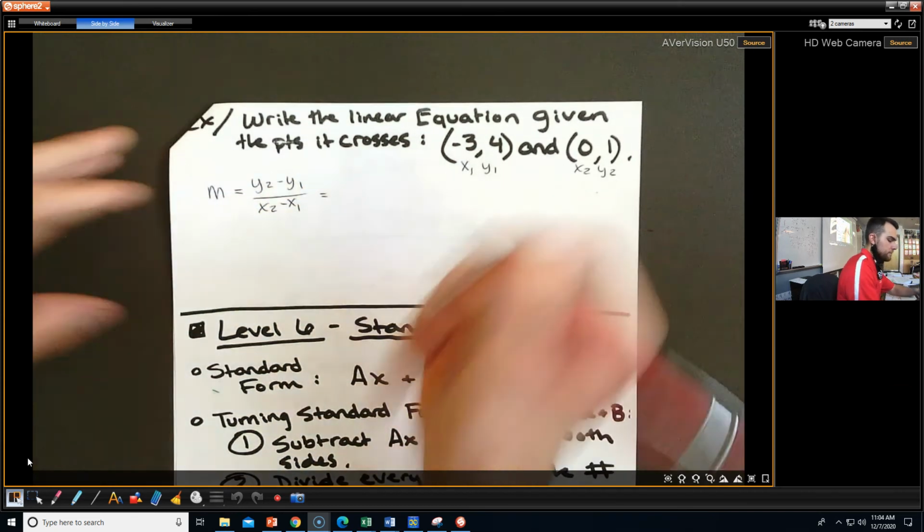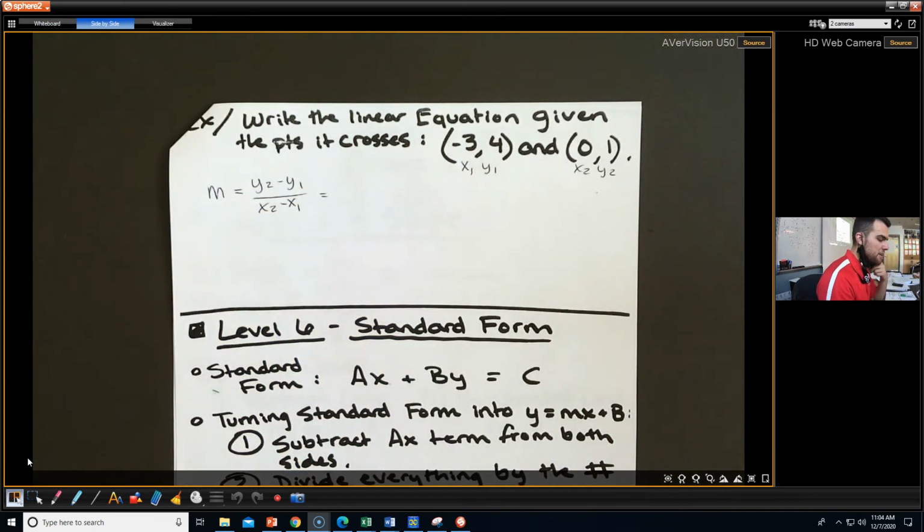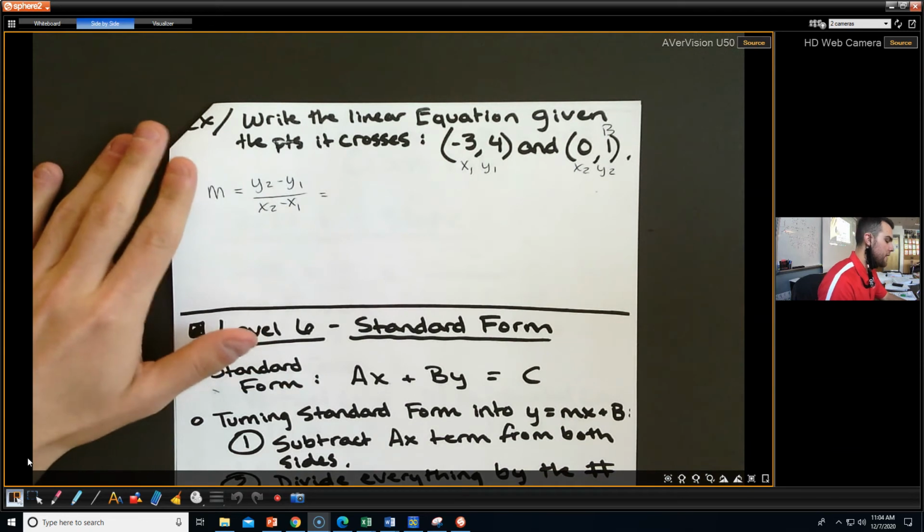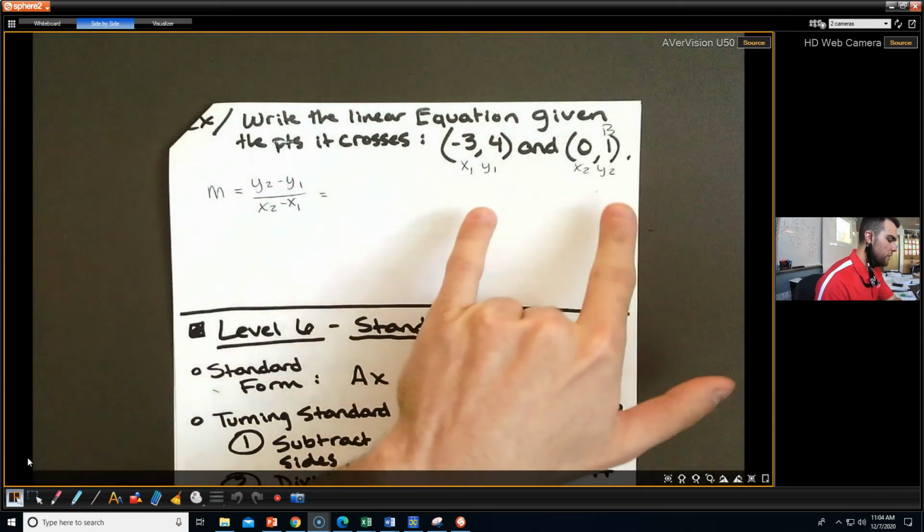I know what b is. And Katana already knows what b is. What is b, Katana? One. It's 1. Oh my God. You're correct. We'll verify that. So we're going to do y2 minus y1.